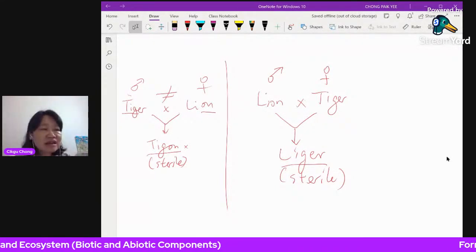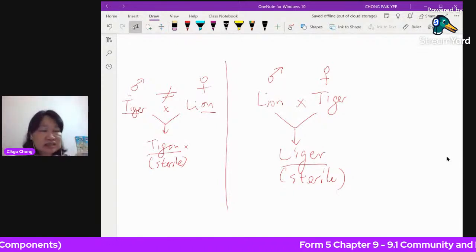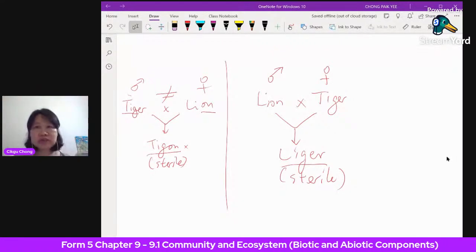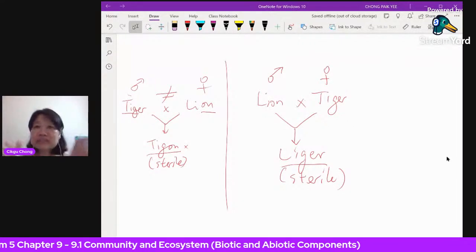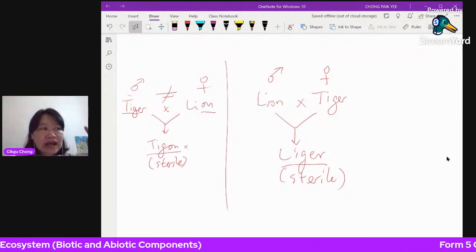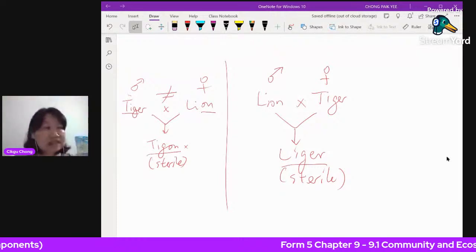Your chicken is a different class. Okay, they even split earlier. Chicken is a different class, your elephant is a different class. Definitely, they are very far apart. You can see from the anatomy, from the body shape and all that. Lion and tiger may be still considered quite close because they are in the same family. But in terms of elephant, they are a different order, different class. Class is even higher.